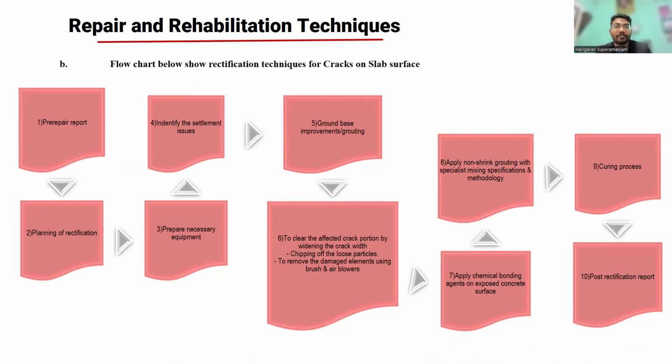Then, as mentioned, these cracks we have to widen. Okay, without widening it, we do not know where the loose particles are. We have to do routing, widen it, then we have to apply the grouting to match back to the existing surface to make the bonding. Then finally is the curing process and the post rectification report.